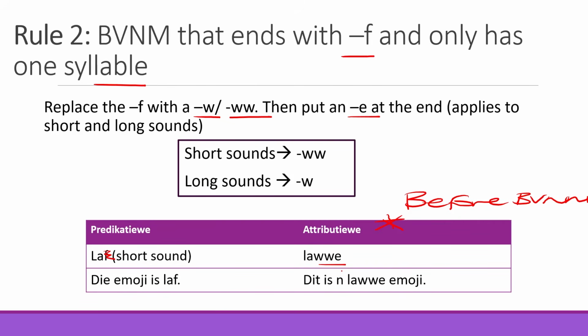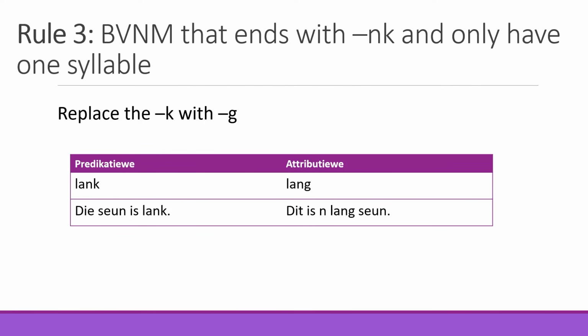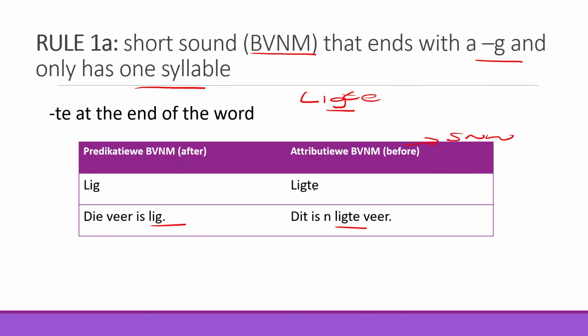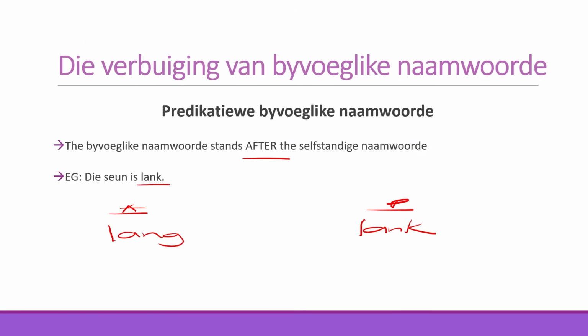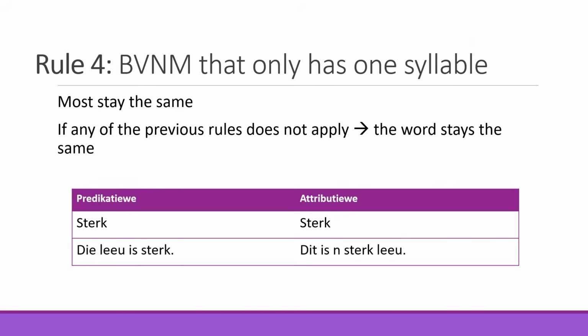Rule 3. When the byvoeglike naamwoord ends on an NK, and has one syllable, we replace the K with a G, right? So if it's lank, it becomes lang. And as you'll see, that is similar to our example. All right, so that's where that rule comes from.